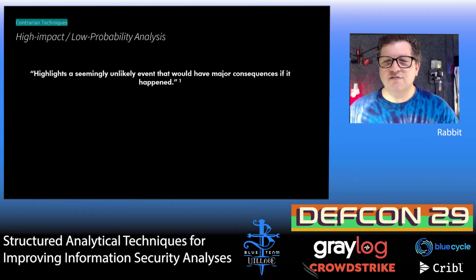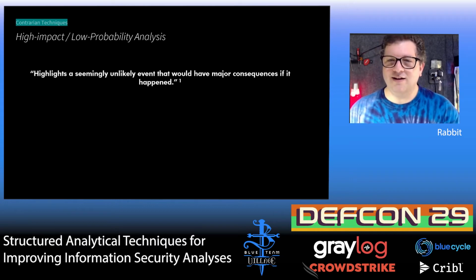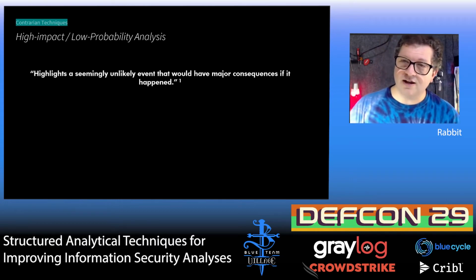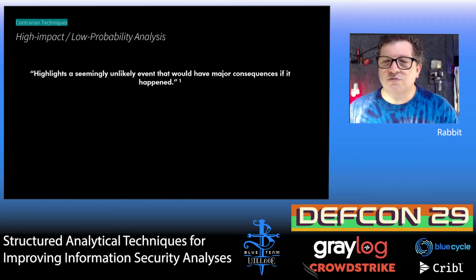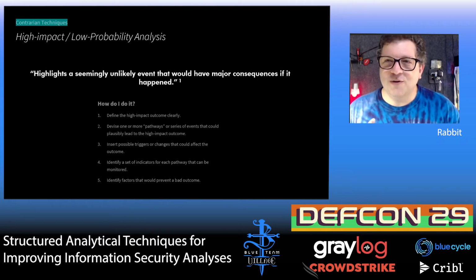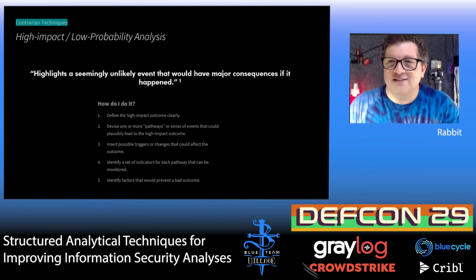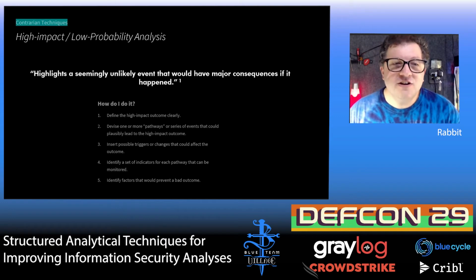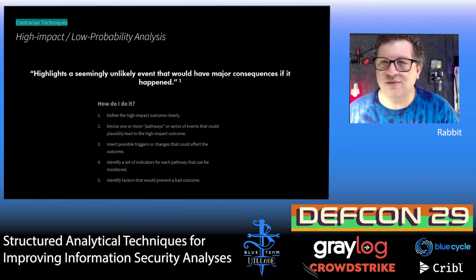They've kind of dismissed it because it's very unlikely. It can be used to uncover hidden relationships, and it can help analysts develop signposts, like we were talking about earlier, which can provide early warnings of a shift in the situation. How do you do it? You define the high impact outcome clearly, like what is actually going to happen if this occurs. And then you devise one or more pathways of series of events that could potentially get you there.